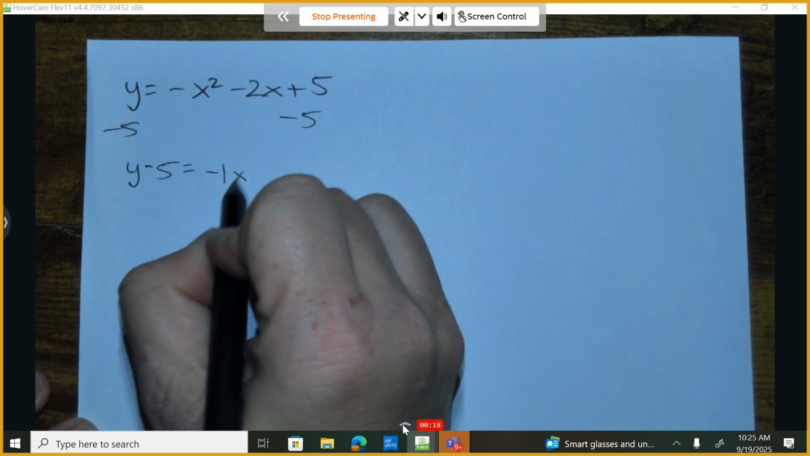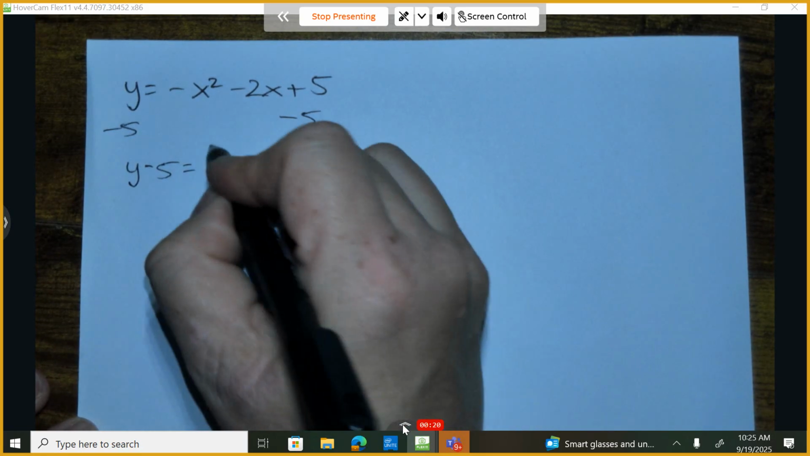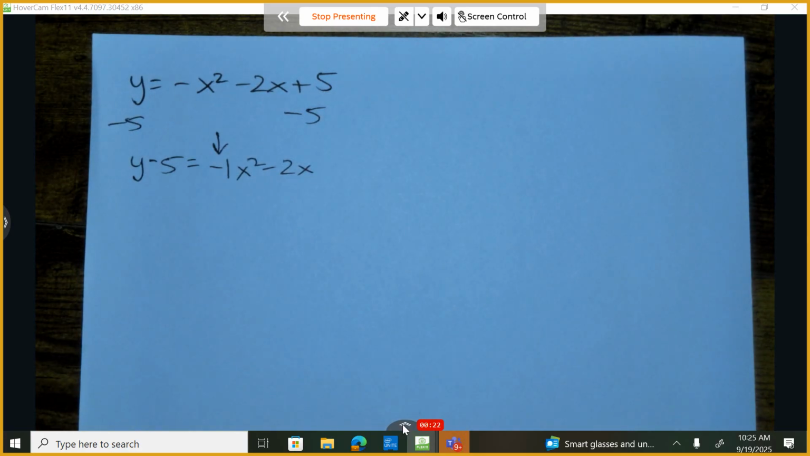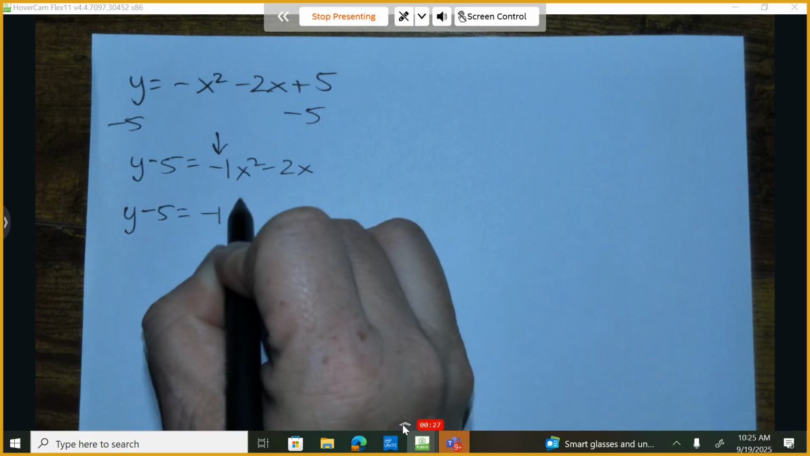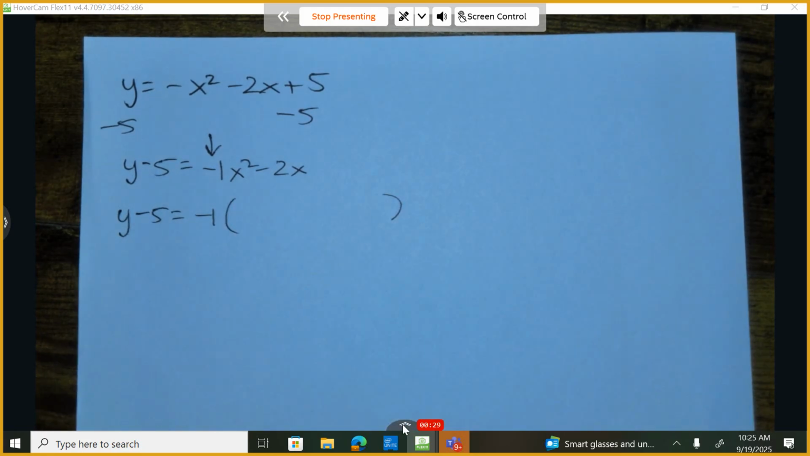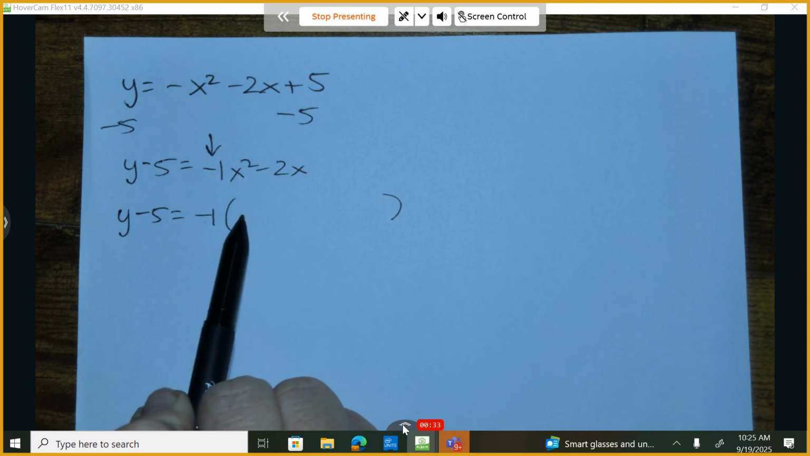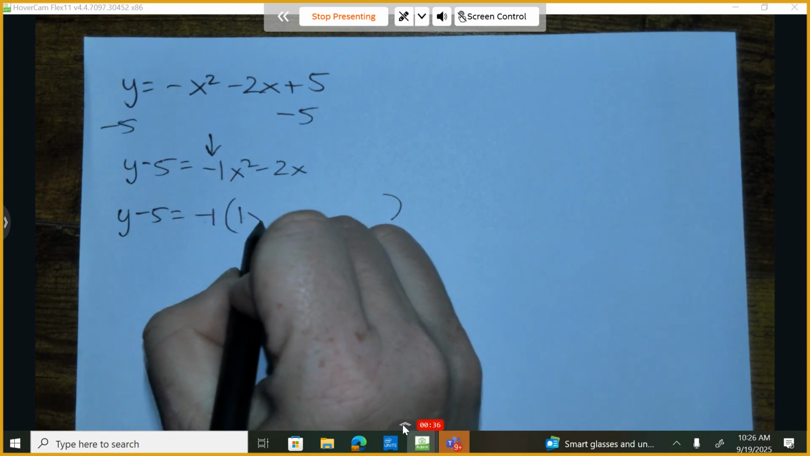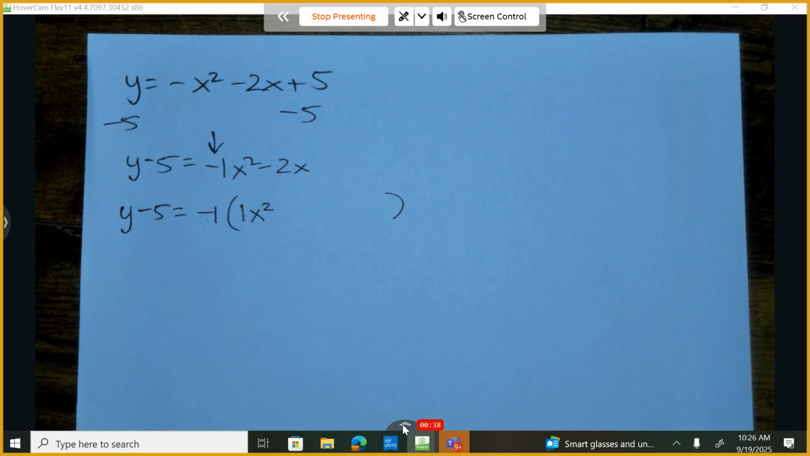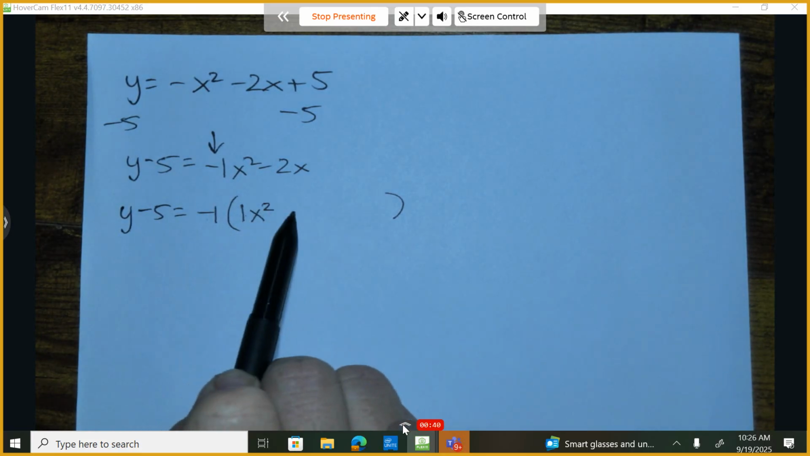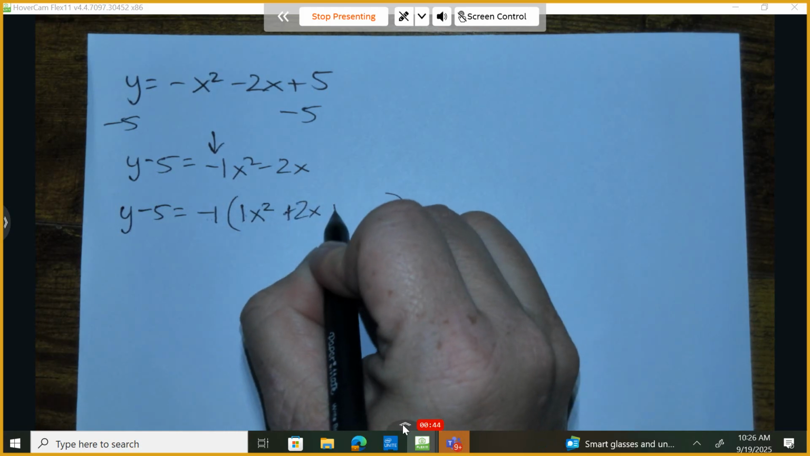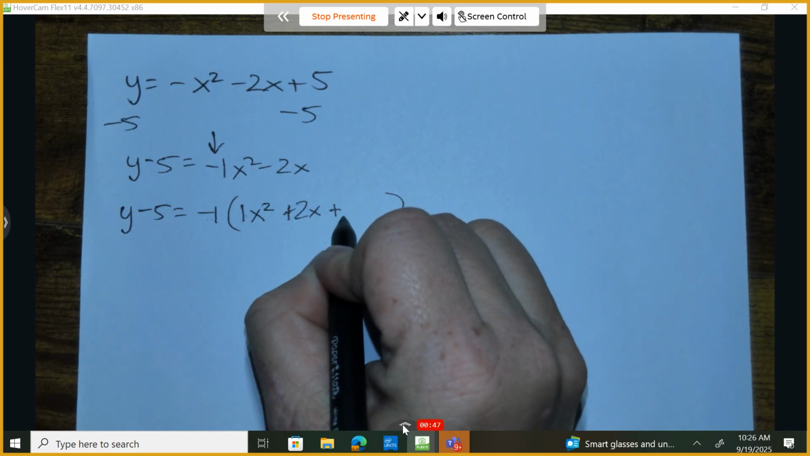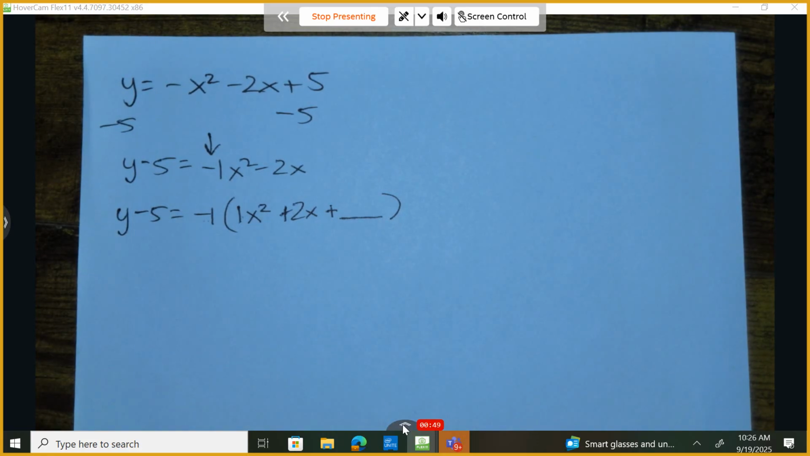Notice this is a -1. Any time that leading coefficient is anything other than a +1, I must factor it out. How do I do that? I'm going to put a -1 with parentheses behind it. Then I ask myself, -1 times what value is -1? Bring down the x squared. -1 times what value is -2? +2. And as I spoke about in the previous video, this is always plus, and we're going to fill that in shortly.